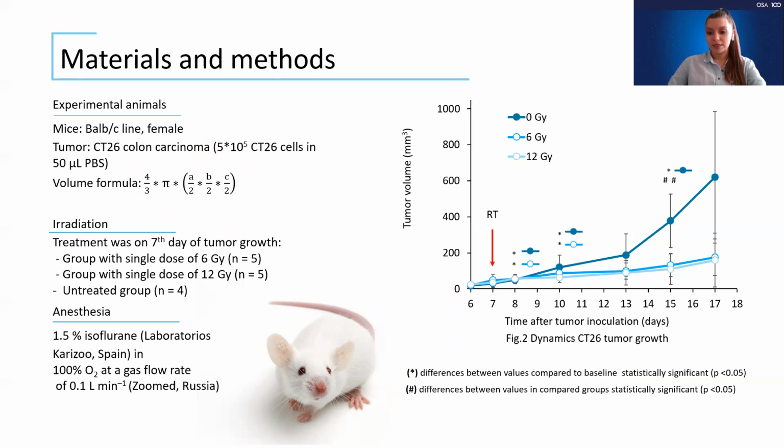In the untreated group, a significant increase of tumor volume was detected starting from the 8th day. Both 6 gray and 12 gray irradiation groups inhibited tumor growth, and differences between untreated and treated groups were observed on the 15th day. This proves the significant radiotherapy impact on tumor development.